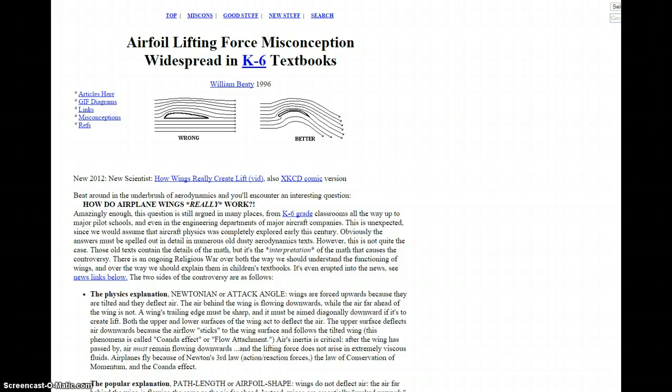The wings contain one of the most important parts of flight, the airfoil. Airfoil is created by the shape of the wing, and the way it is shaped makes the pressure higher on the bottom and lower on the top. The physics explanation: the angle of attack on the wings forces air upwards because they are deflecting the air. The air behind the wing is flowing downwards, while the air far ahead of the wing is not. The wing's trailing edge must be sharp, and it must be aimed diagonally downward if it creates lift.